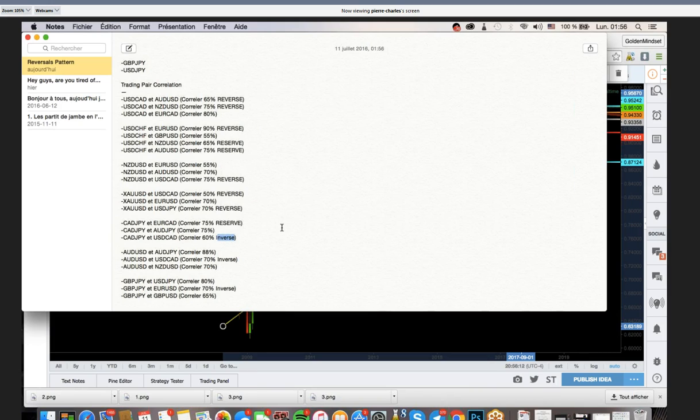So what does this thing mean? When it's 90% or 95%, it means that the only time they follow the same path is impact from news. All right, here we go, guys.